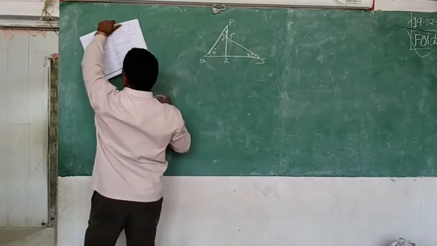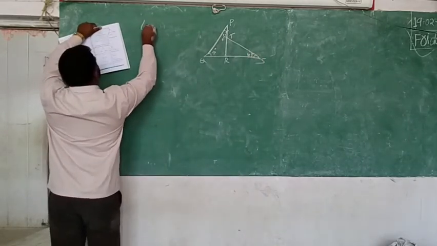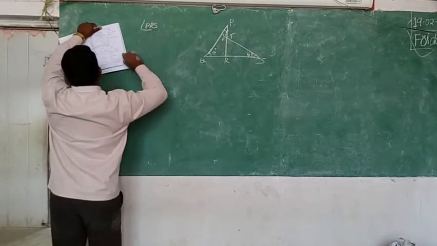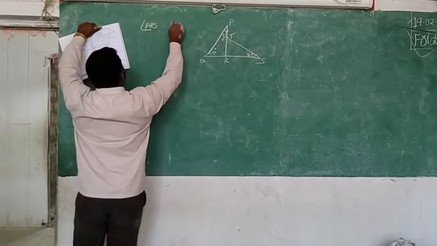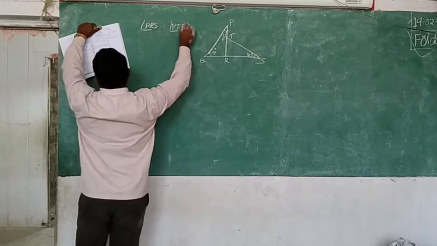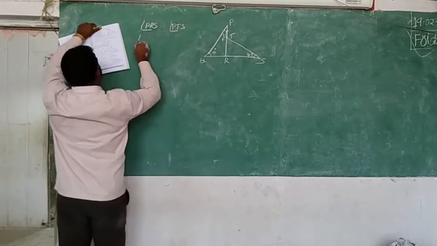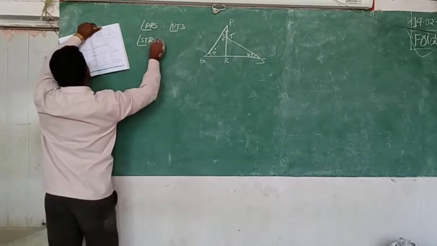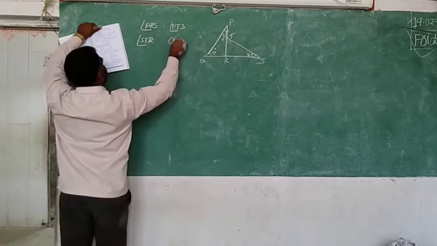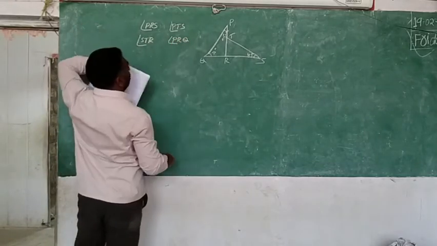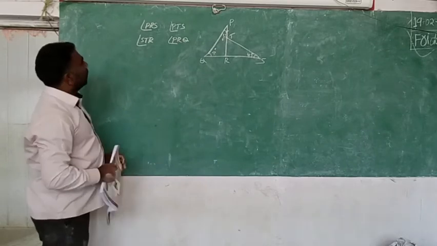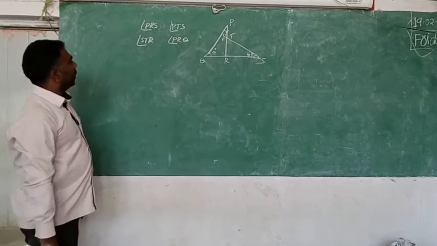Okay, now what should we find here? Sir, in the 5th question, triangle PRS you have to find. Triangle PTS you have to find. Triangle SPR you have to find. Triangle PRQ you have to find. First of all, you have to mark where they are. Triangle PRS. Can you say where it is?